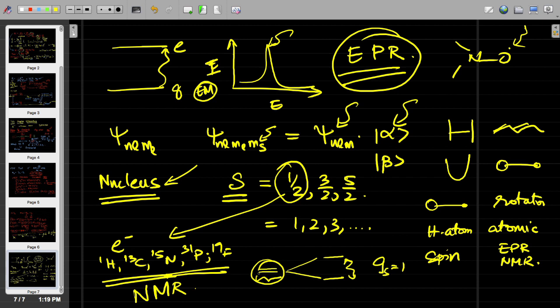So I hope this lecture has been helpful enough for you to understand how to apply quantum mechanics to a system such as the hydrogen atom, understand its wave function, and proceed towards understanding intricate properties of the atom such that they can be exploited in order to perform EPR and NMR experiments.